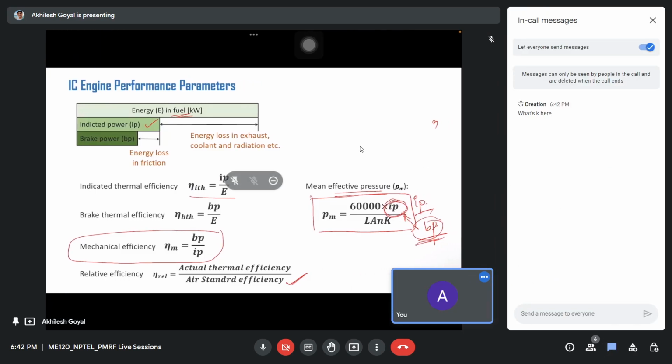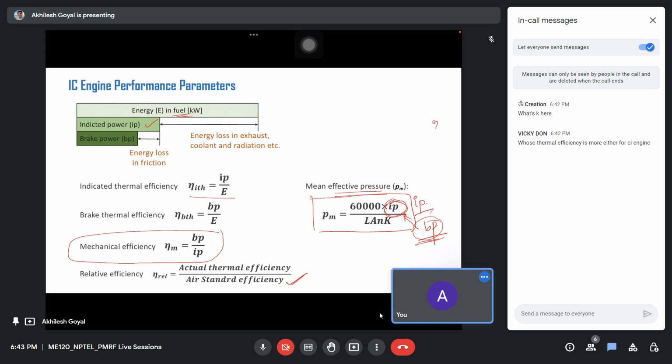You asked what K is here. K here is the number of cylinders. If we talk about the four stroke engines, they are not single cylinder engines, they are multi cylinder engines: 6 cylinder, 8 cylinder, even 12 cylinder engines. So here K is the number of cylinders.